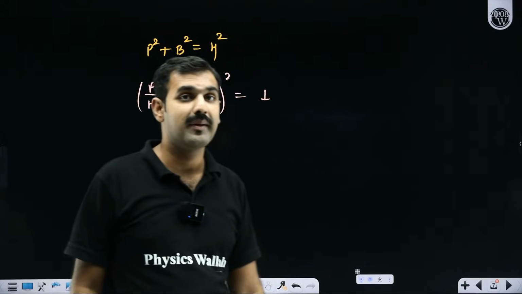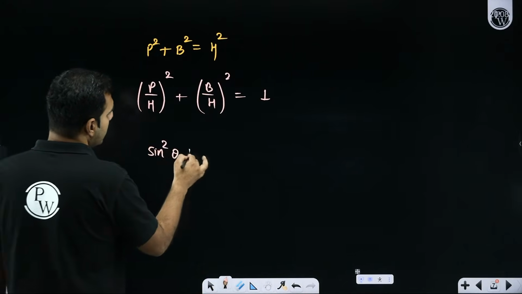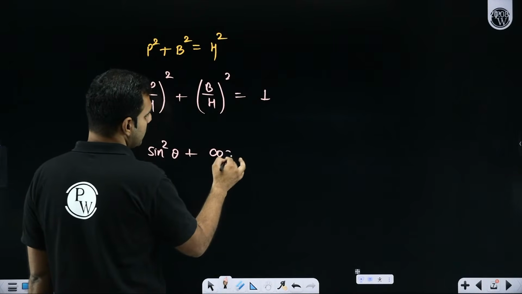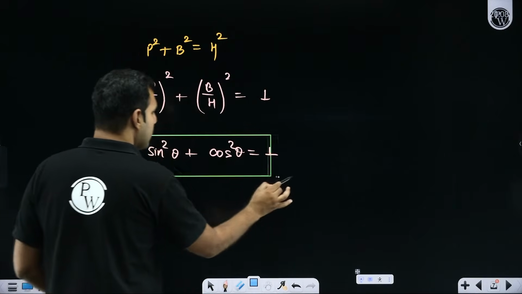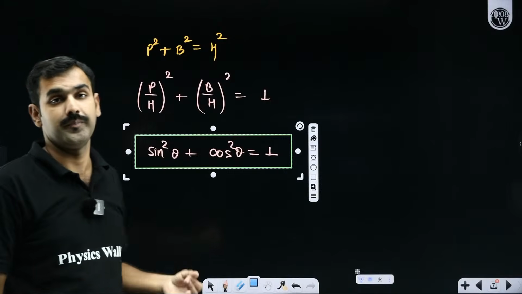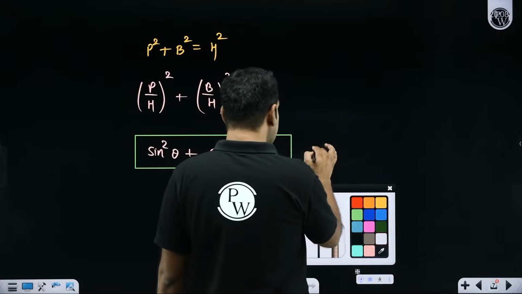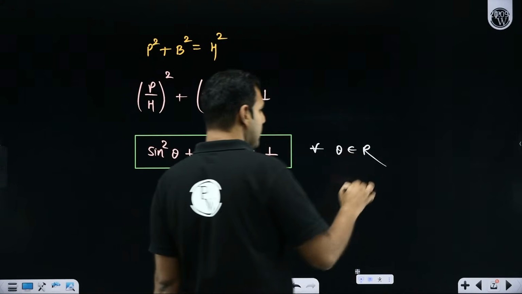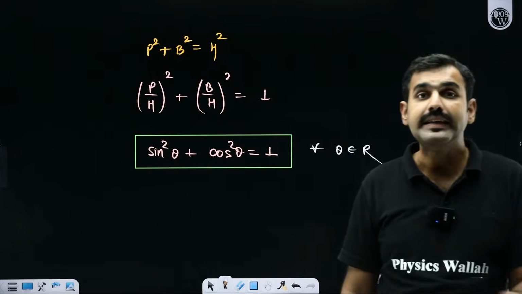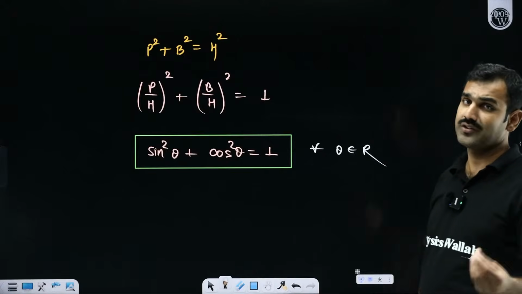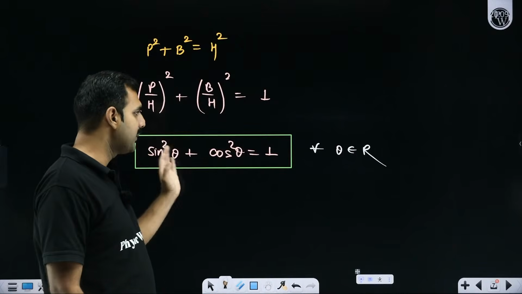Now, can you help me with P by h, perpendicular upon hypotenuse? That's sine. So this will be sine square theta. Base upon hypotenuse, that's cos. So this is cos square theta, and this is equal to 1. What does it mean? This means that sine square theta plus cos square theta is always 1, for any real value of theta you take. 30 degree, 45 degree, 75 degree, 8.2 degree, 9.7 degree, 1000 degree, 1003 degree, any angle you take, if you push it there, it will be 1.